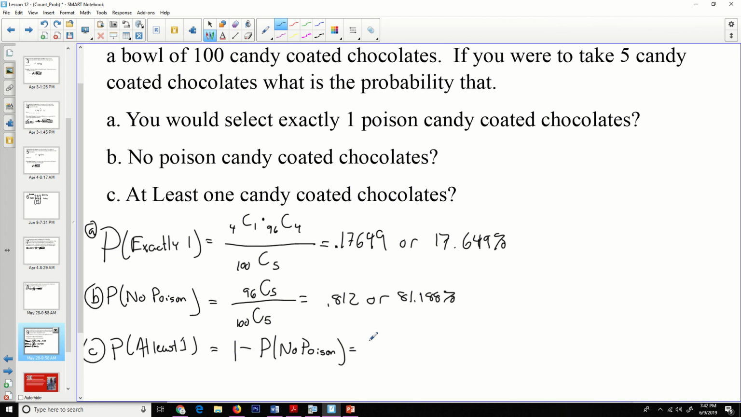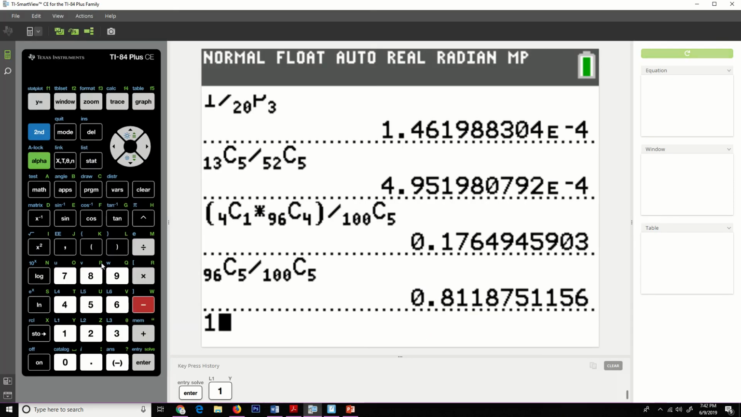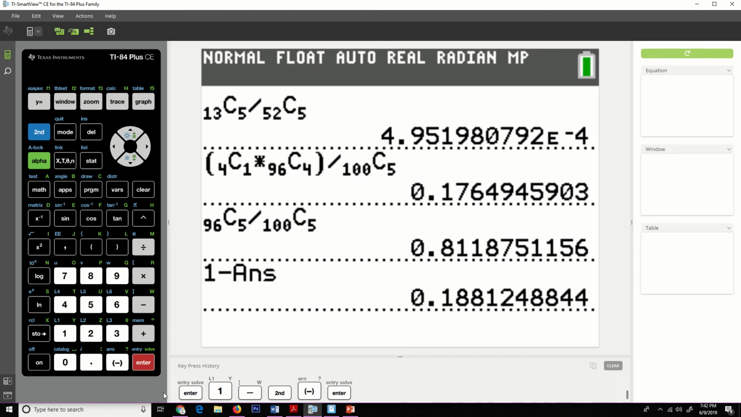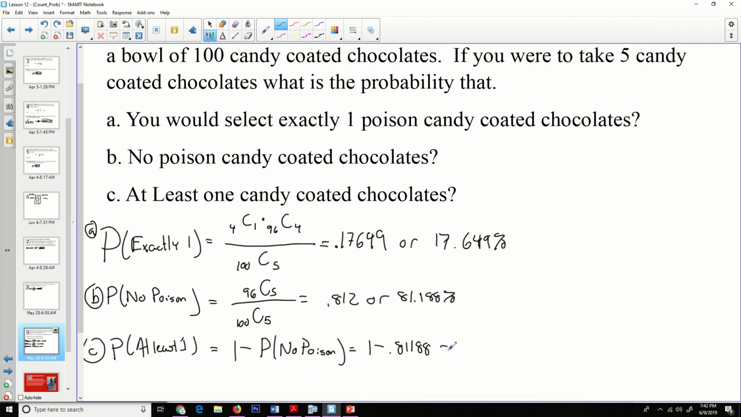which in this case would be 1 minus 0.81812. On the graphing calculator, we'll just go 1 minus second answer, and then that puts that in there. And we hit enter, and so 0.18812, or 18.812%. So there's an 18% chance that if you stuck your hand in that bowl and pulled out 5 candies, you get at least one of the poison ones.